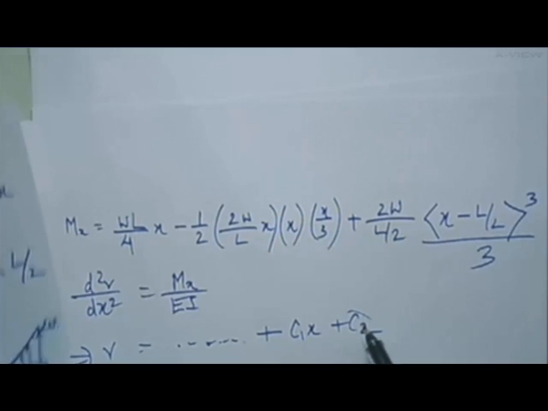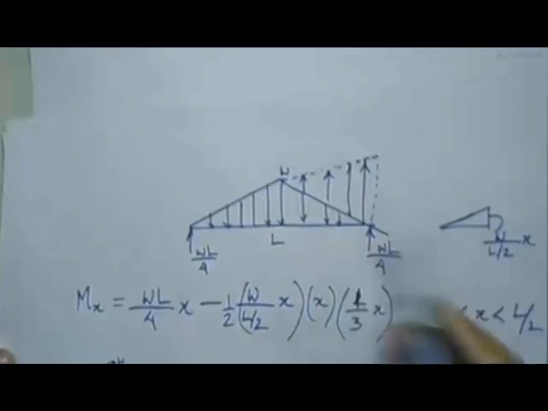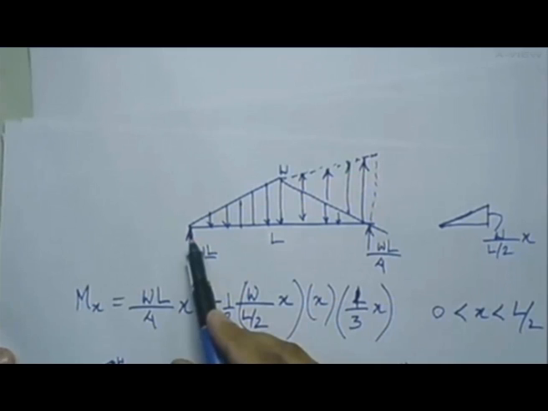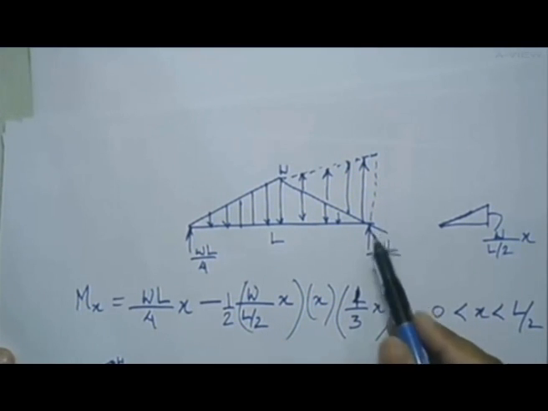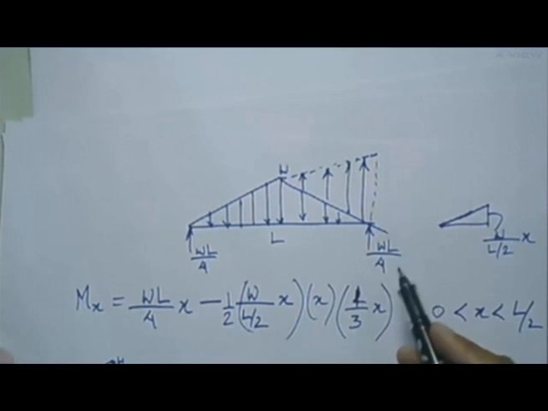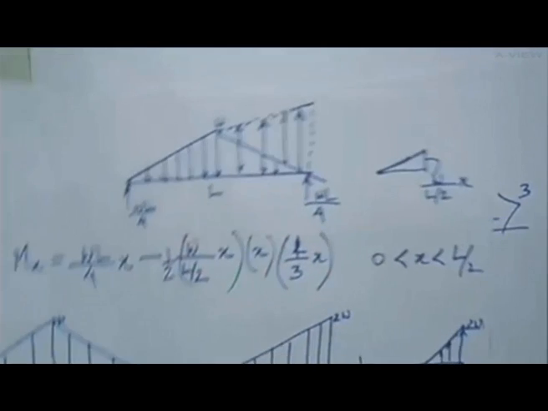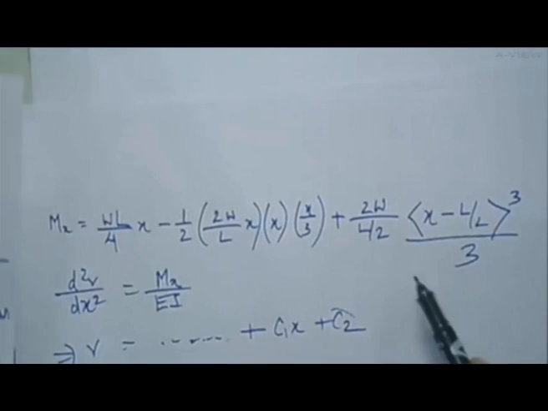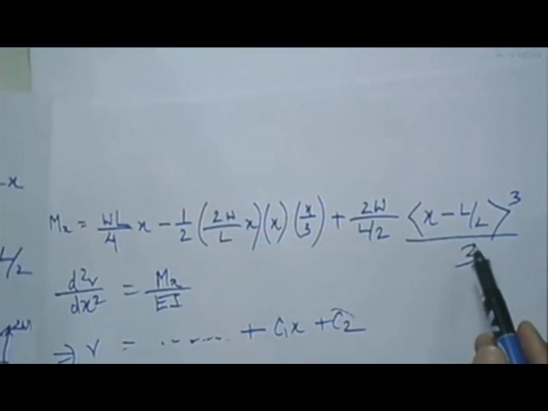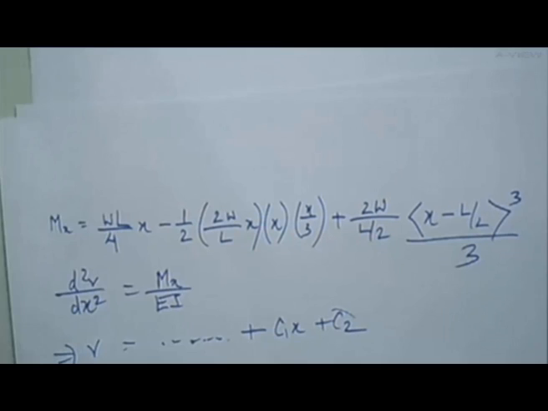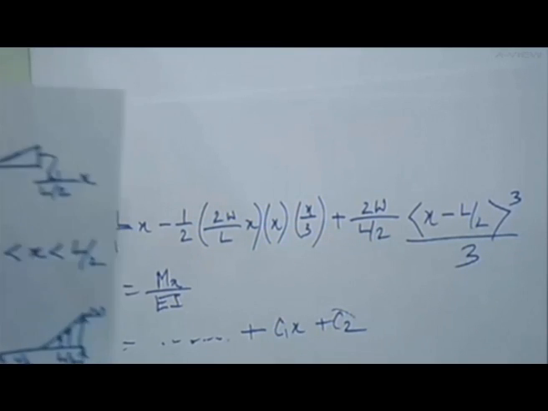In this case for the beam, the boundary conditions would be: at x equal to 0, the deflection v is 0. At x equal to L, again the deflection v is equal to 0. So these are the two boundary conditions you will be using to solve this beam. So once again, since you have the moment function using the singularity function, the rest of the procedure should be easy to solve.